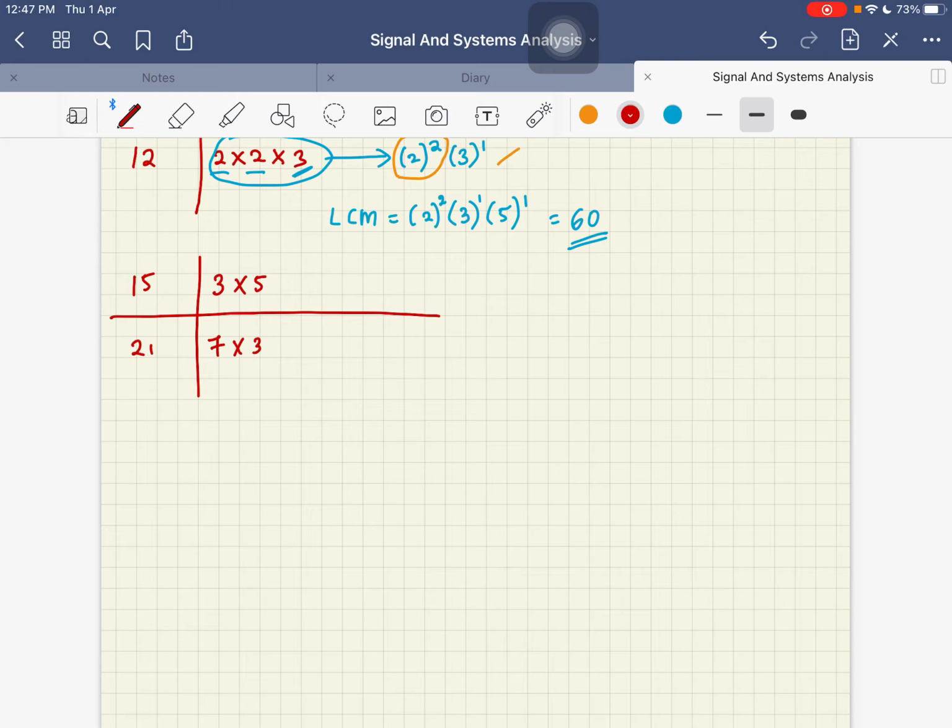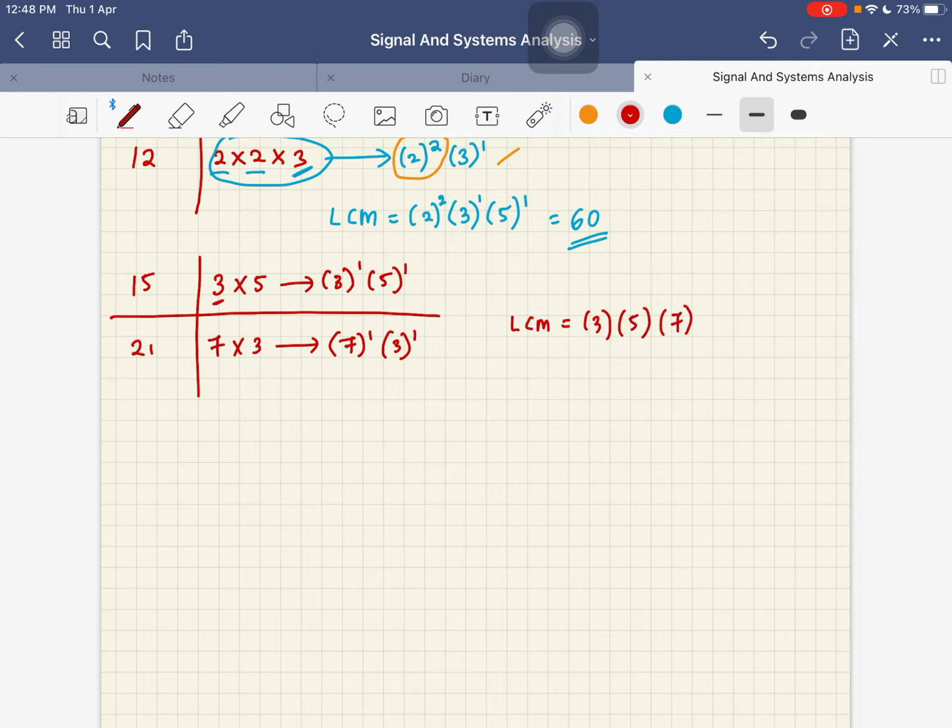So for the first case, we have 3 to the power of 1, because it appears only one time here, and 5 also to the power of 1. And in this case, 7 to the power of 1 and 3 to the power of 1. So when we calculate the least common multiple for these two numbers, what numbers do we have? We have number 3, number 5, and number 7.